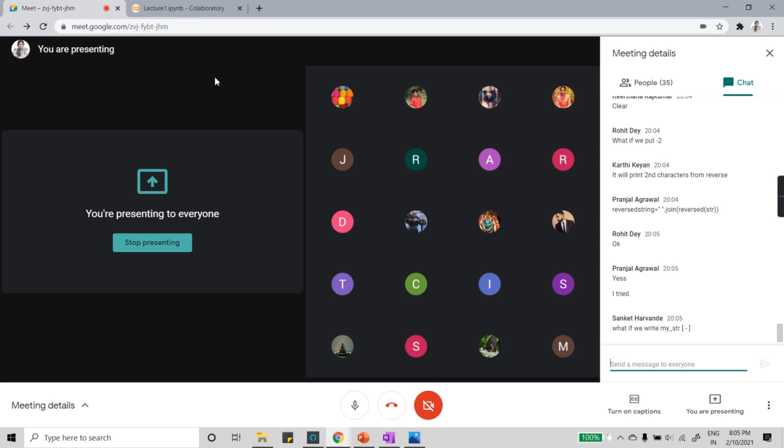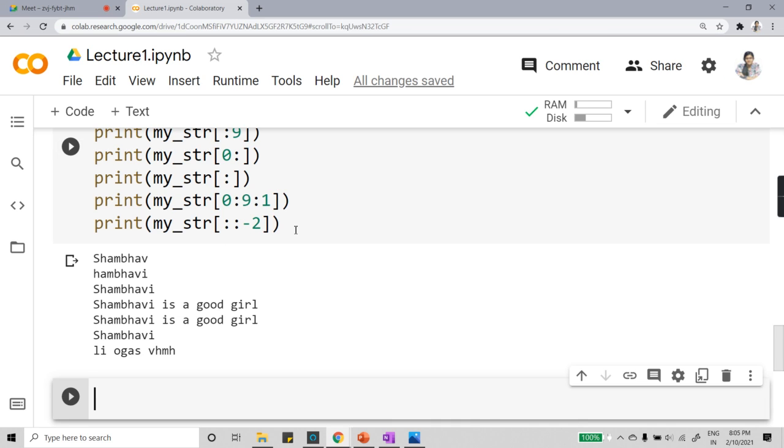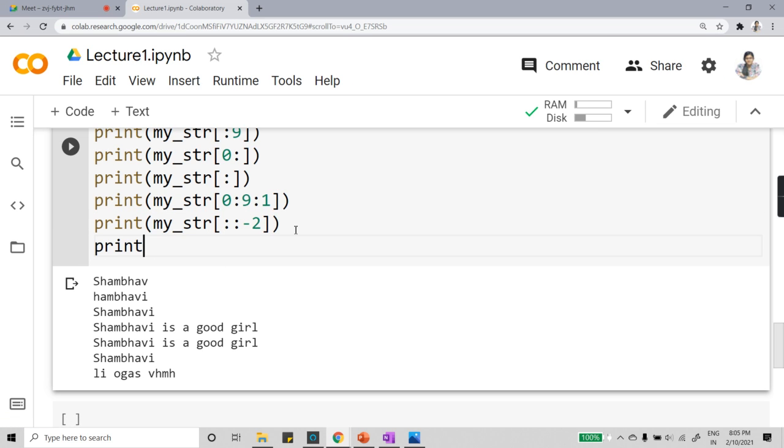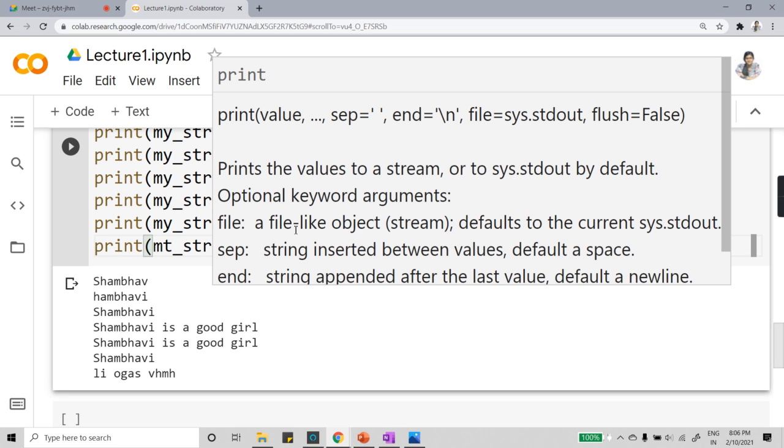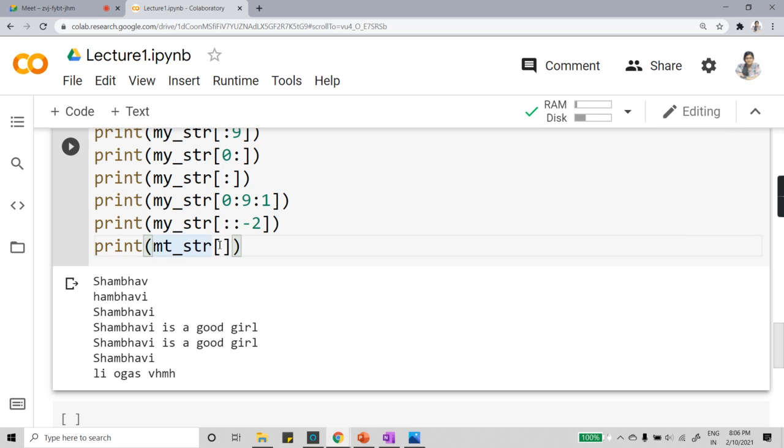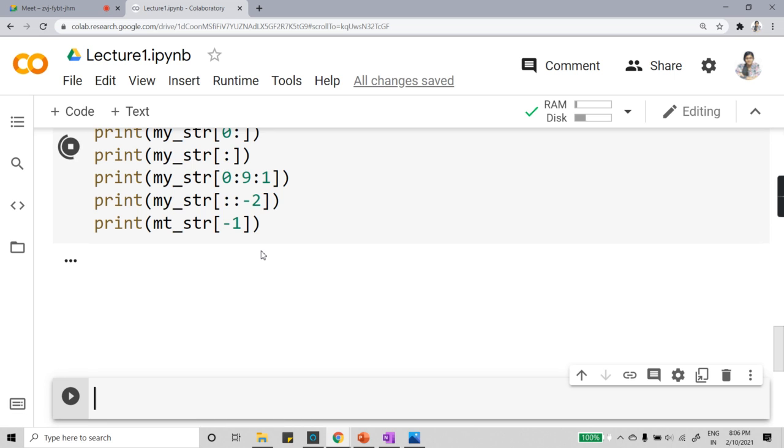What if we write my_str and okay, Sanket, what have you written inside these brackets? Only -1. Hold on. Now tell me what you want to write. My_str, in brackets only -1. Only -1. Yes, ma'am. Okay, let's run that.